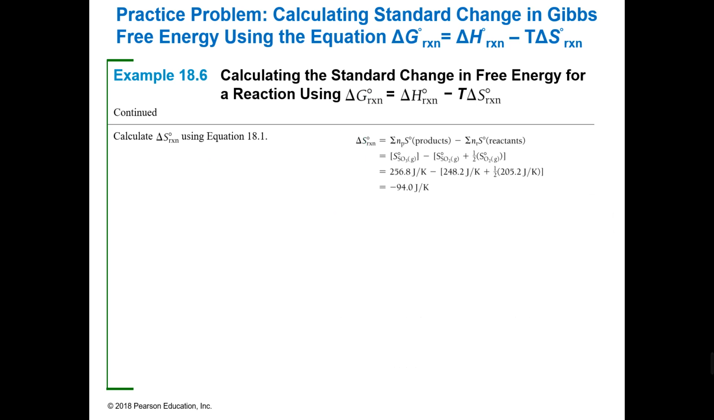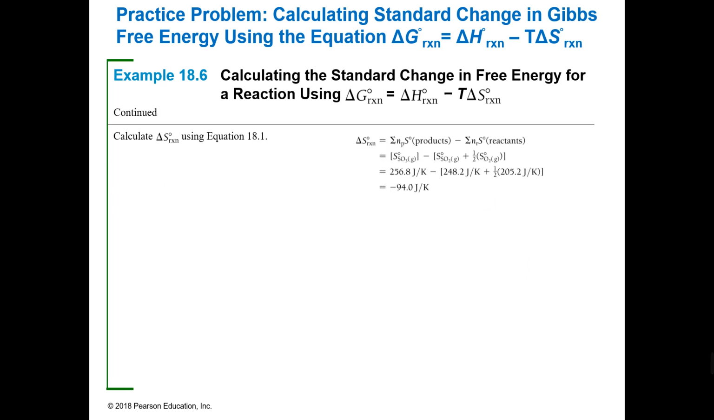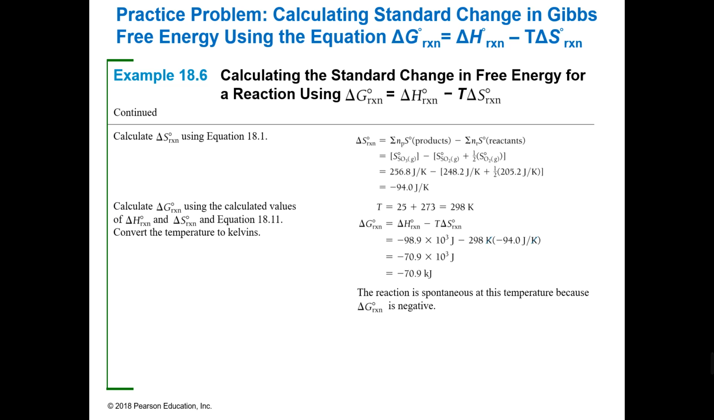Again, products minus reactants. Make sure you're paying very close attention to the fact that delta H is in kilojoules where S naught is in joules. You have to convert one of them. It doesn't matter which one you convert. It's usually easiest to convert the delta H.